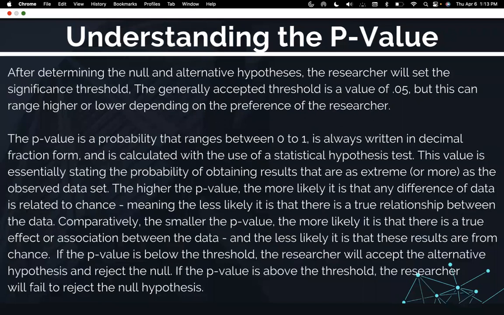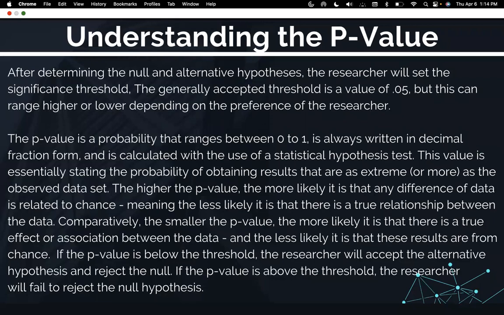So let's talk about understanding the p-value. After we've determined those hypotheses, we set that significance threshold. As I mentioned, the generally scientifically accepted threshold is 0.05, but this value can range higher or lower depending on the preference of the researcher and how much range, how much variation they're willing to have in their results. So the p-value is a probability value. It ranges between 0 to 1.